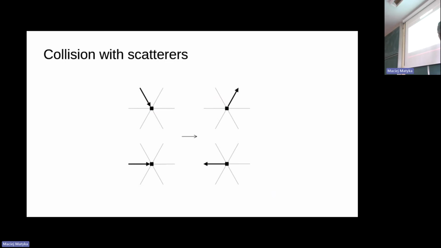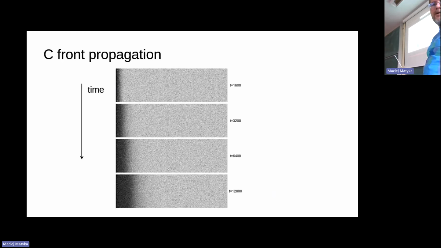You also have those scatterers that we put into our model, and it's pretty simple. If you have a scatterer that goes from this direction, then it will be bounced back like this. If it goes from this direction, it will be bounced back like this. So scatterers can be artificially spread around to give some kind of drag.